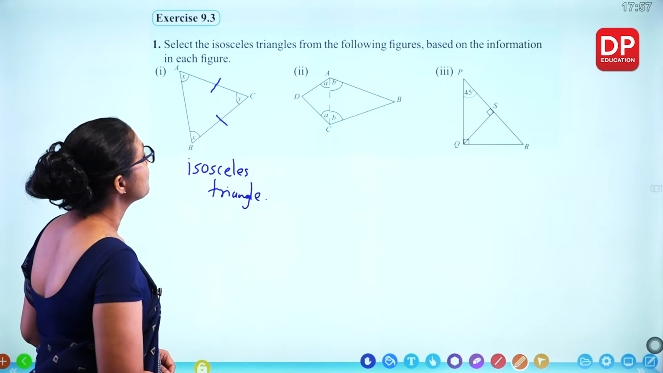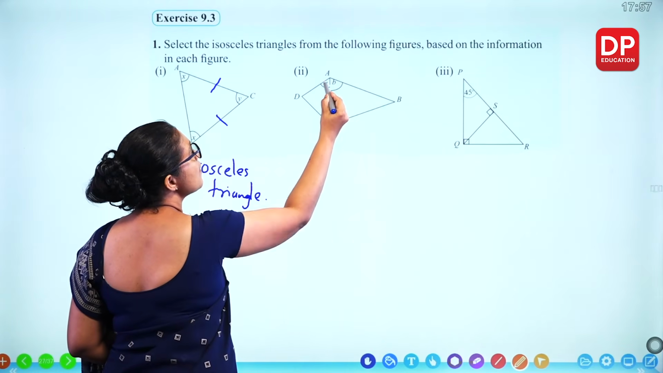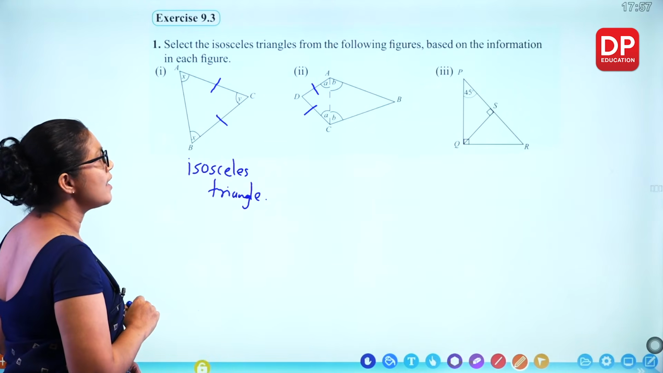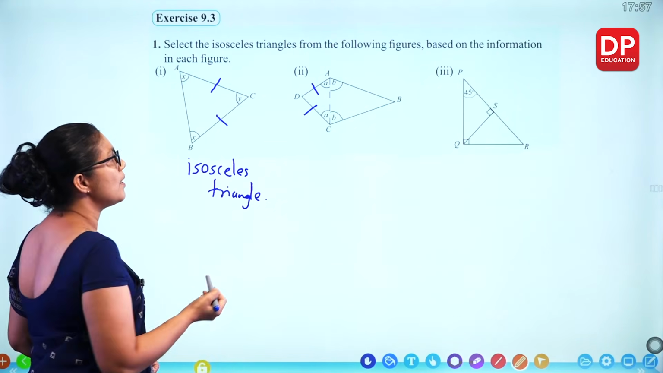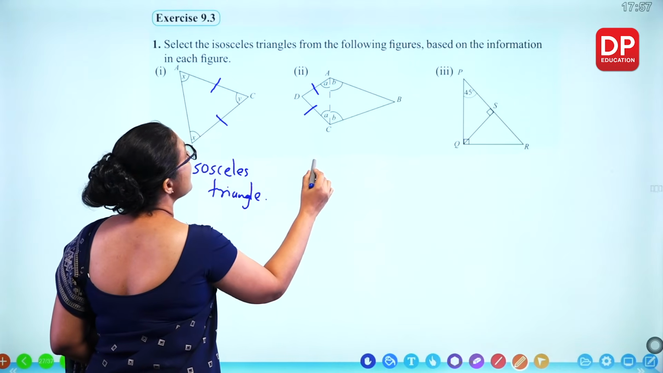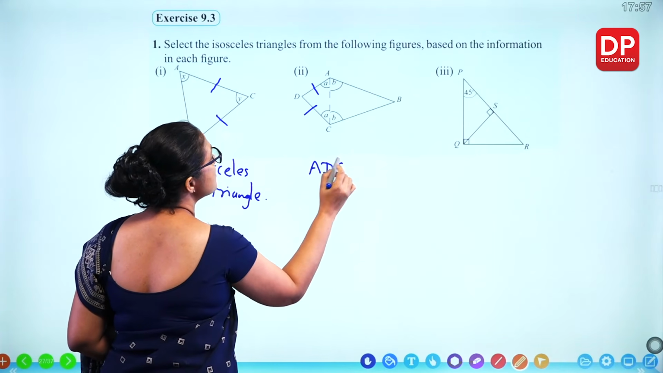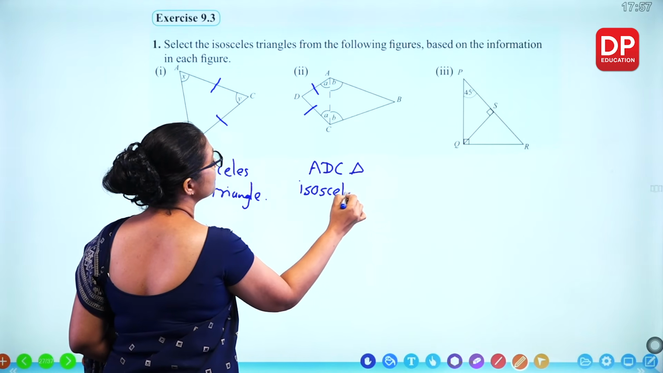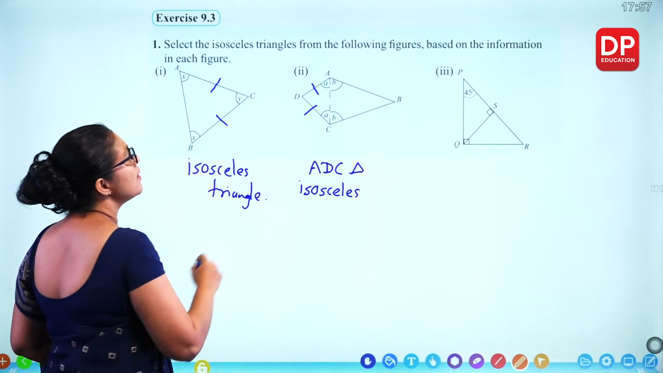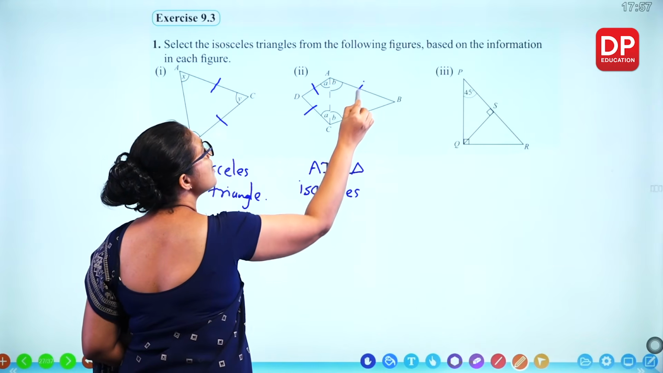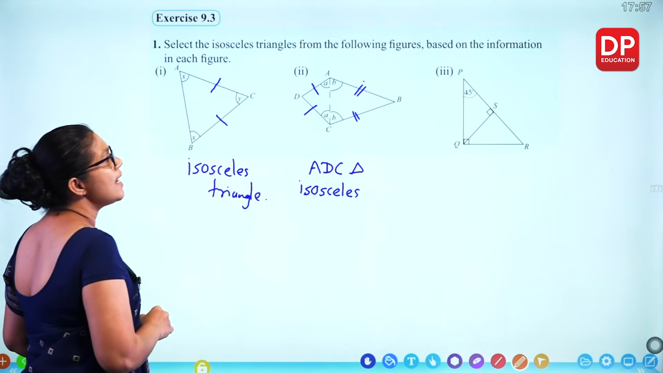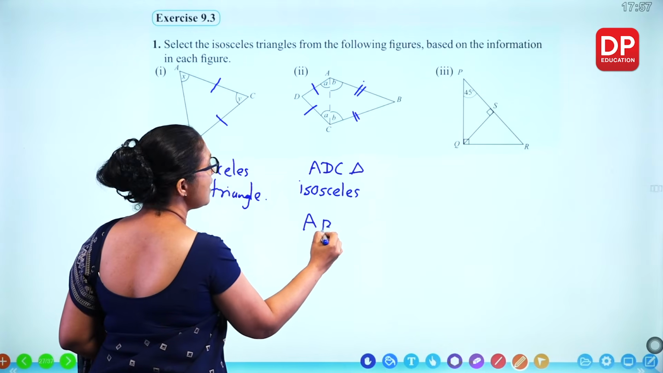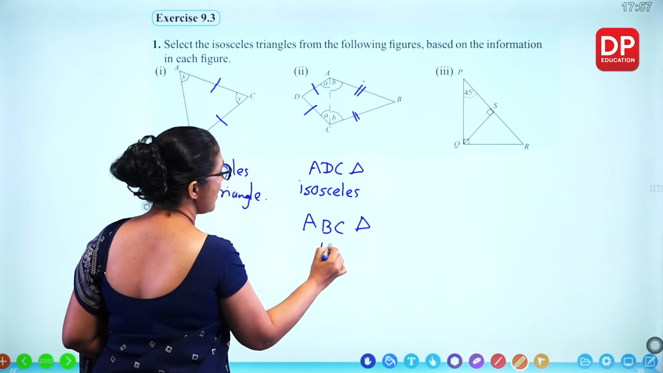Look at this one. This angle is equal to this angle. So that means these two sides are equal. So if two sides are equal, we can say ADC triangle is also isosceles. What about this one? This angle is equal to this one. So definitely we can say AB and BC are equal. So ABC is also an isosceles triangle.